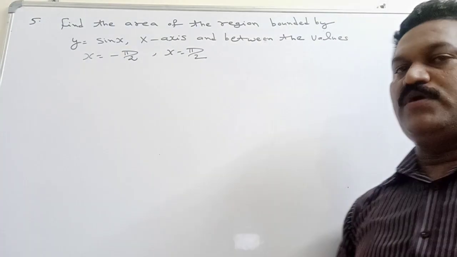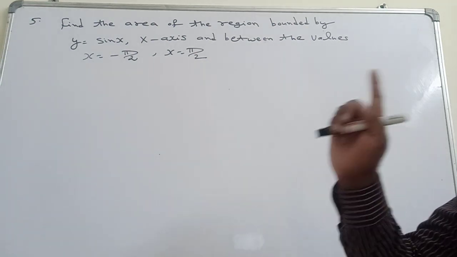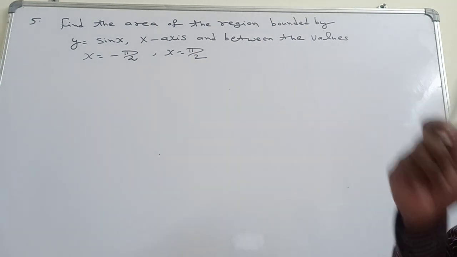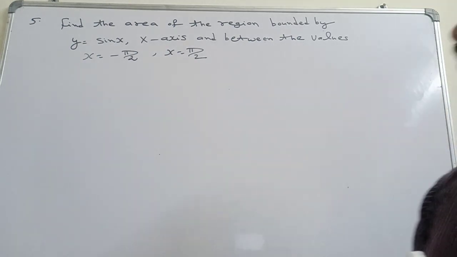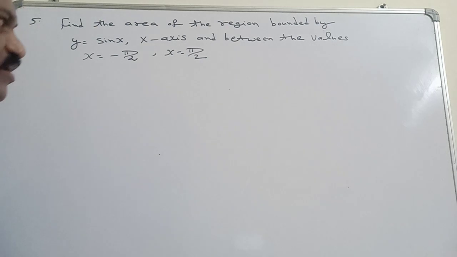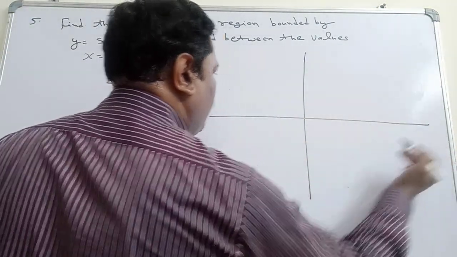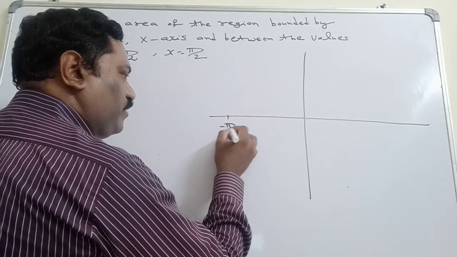Okay, so look at the next problem. What is the area of the region bounded by y is equal to sin x with the x-axis and between the values x is equal to minus pi by 2 and x is equal to pi by 2? So to find this area, first we will try to draw the graph of sin x between the limits minus pi by 2 and pi by 2.